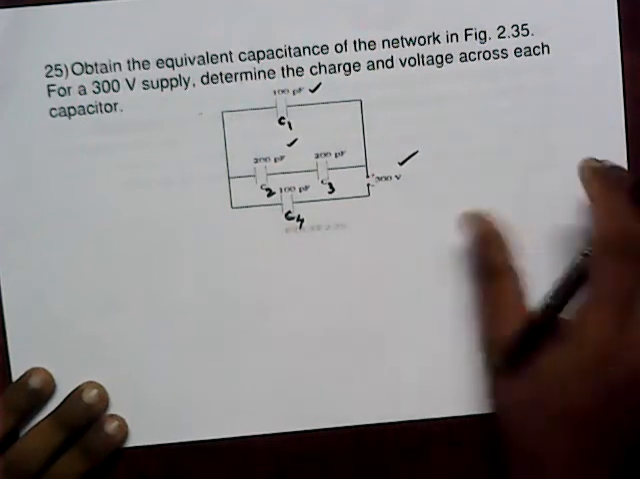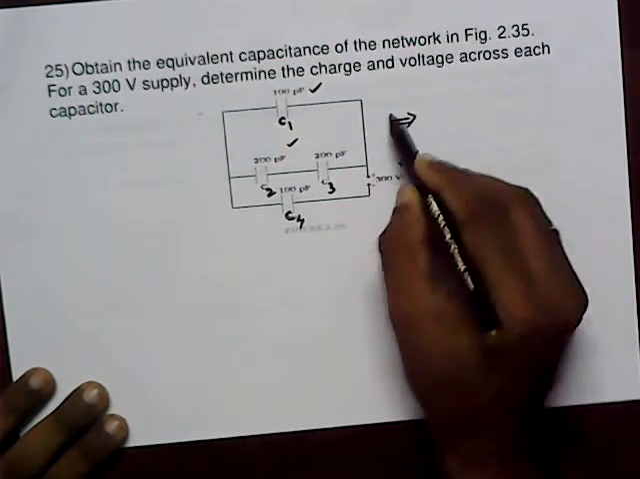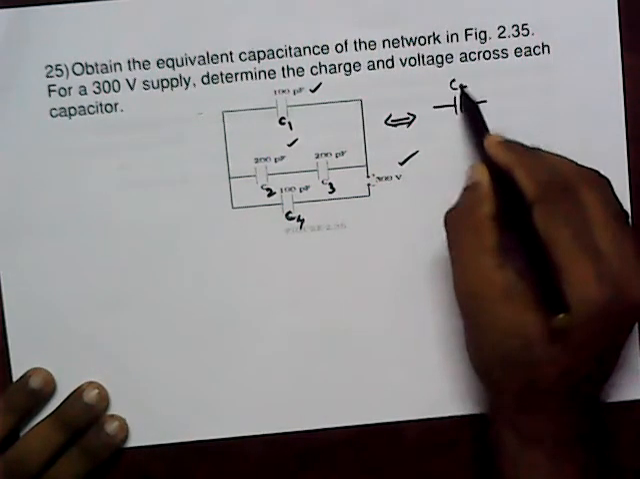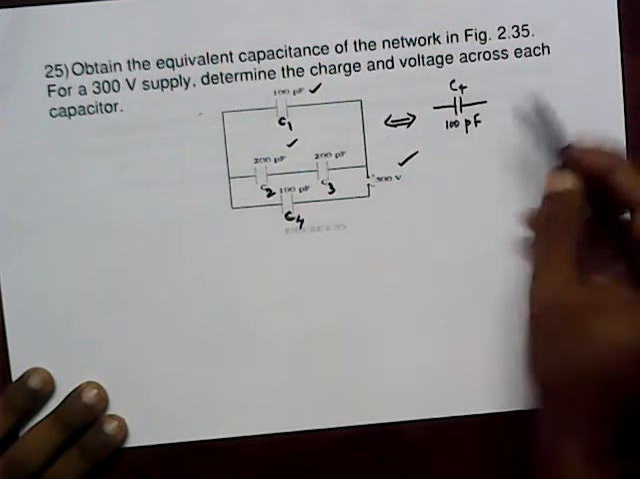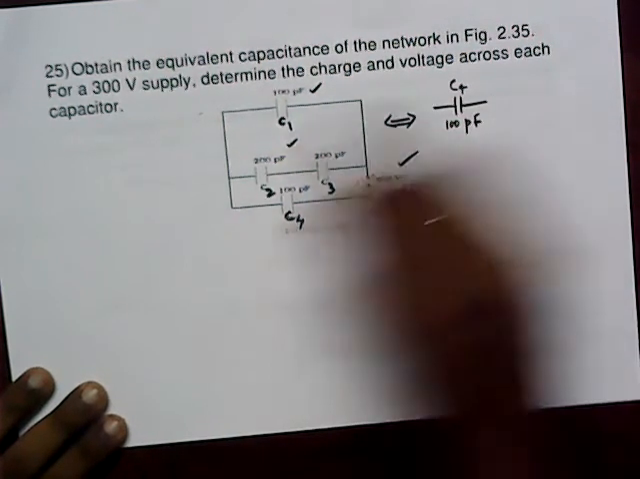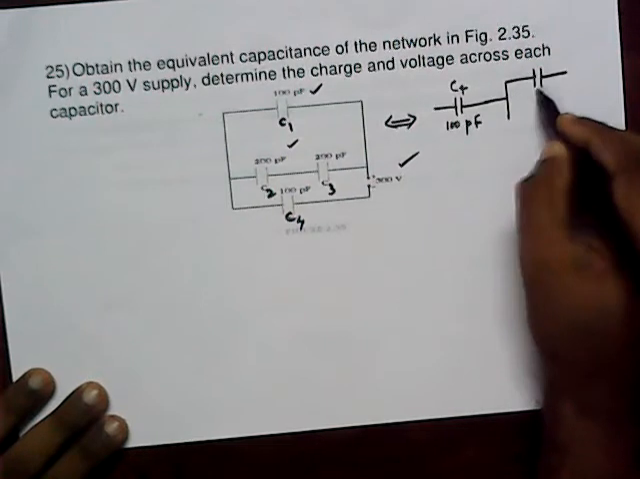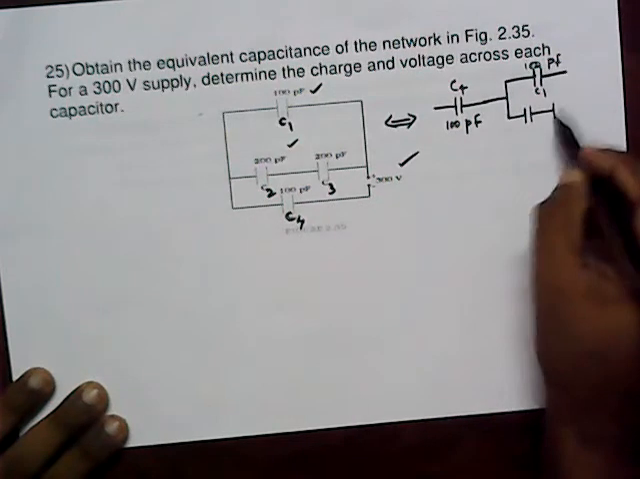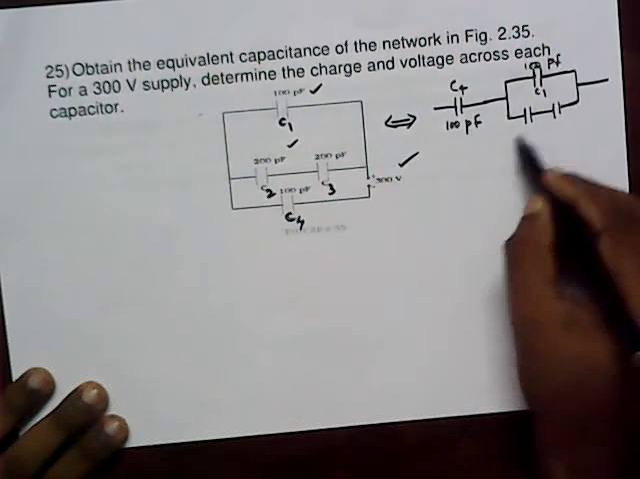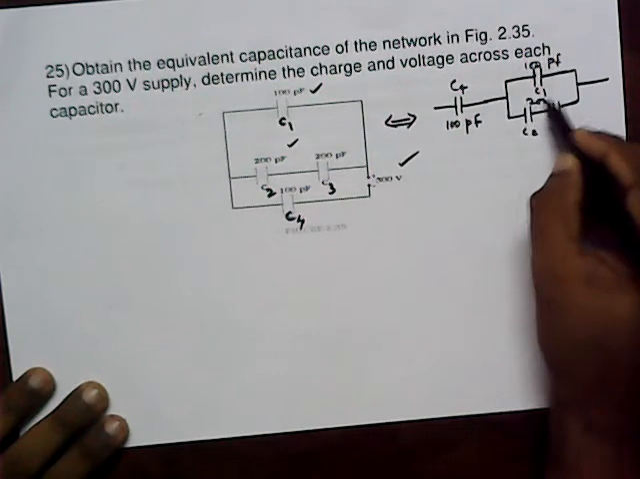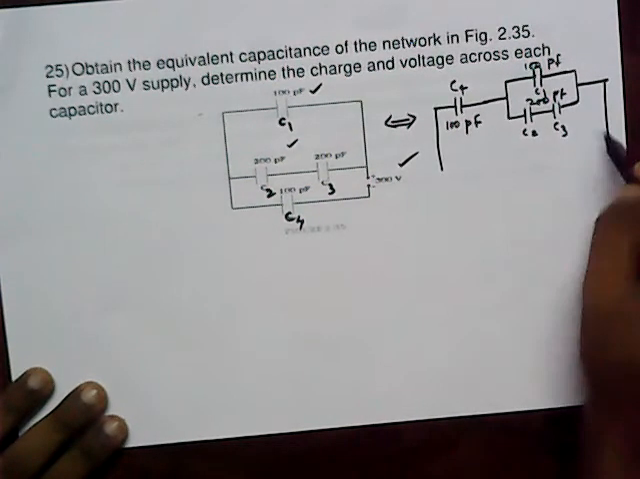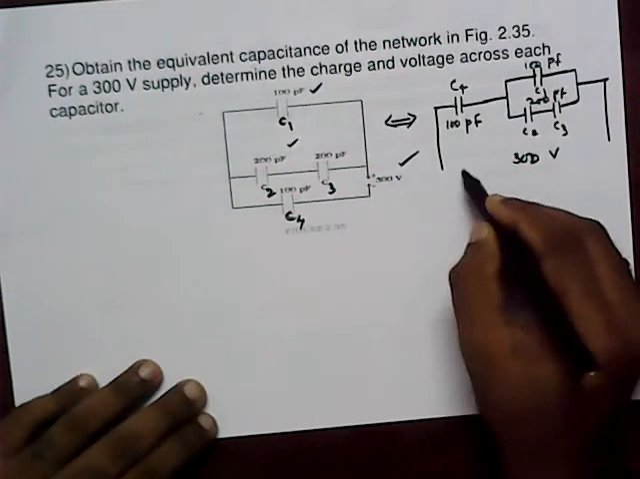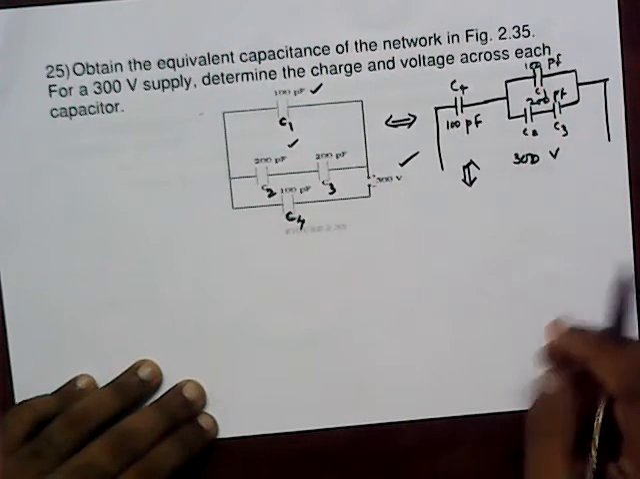So we can rearrange that circuit like this. We can take this one as C4, that is 100 PF. And here it is C1 with 100 PF. Then in a series network, there are two capacitors, labeled C2 and C3, each with 200 PF, and they are connected to a potential of 300 volt. So at first we have to find the equivalent capacitance.